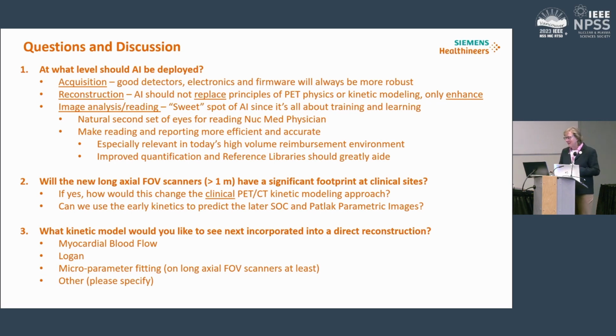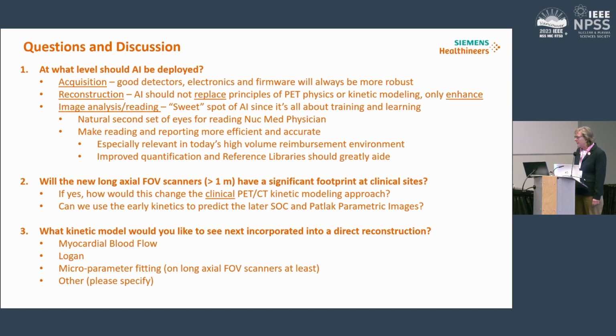But where I'm a cheerleader for AI is the image analysis in the reading. I think that's its sweet spot, since when nuclear physicians read these images, it's all about training and learning and all those years of residency. And that's what AI is really good at. I don't think it should replace the reading physician. I think the physician needs to be there. But I think it's a natural second set of eyes to help him or her. It would make them more efficient, and perhaps even miss fewer things, calling their eyes to the attention of something that maybe is not quite right.